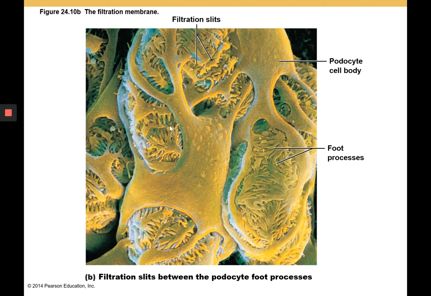Here is a histograph of the filtration membrane. It is artificially colored, but you can see the filtration slits between the podocyte foot processes. So they are actually quite small. They're not even as large as indicated in that last image.